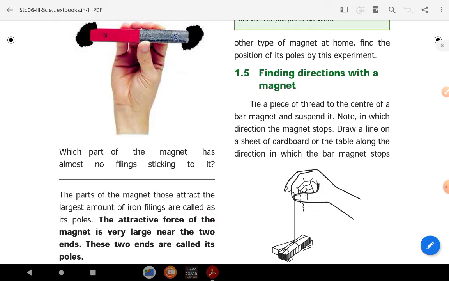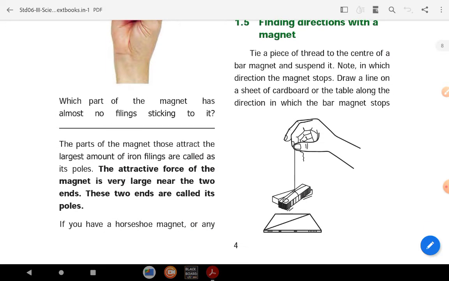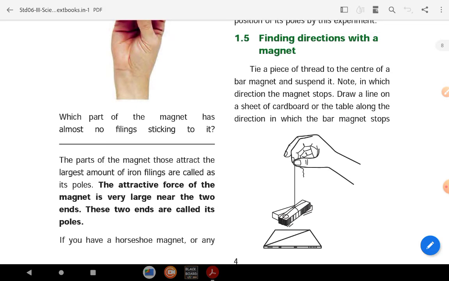Then 1.5, finding directions with a magnet. How can you do it? You can do this also. I already told you that you can find out the directions, no? That the natural magnets in the earlier days they used to find out the directions. So you can also find out the direction with the magnet.